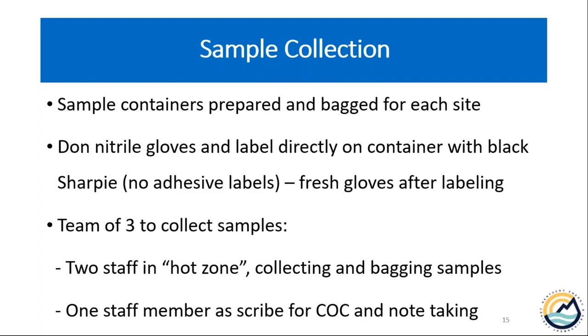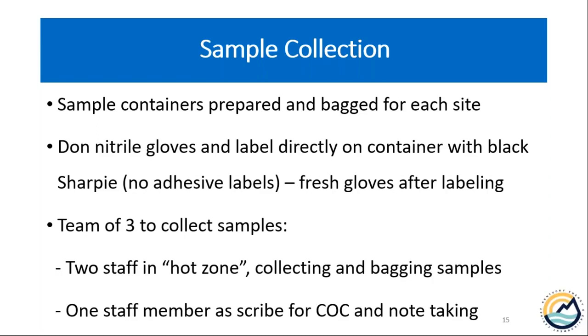The sample collection is very similar to any other environmental samples that you've collected before. Again, your sample containers will be prepared and bagged and ready for each site. These will come from the DEP laboratory. The first thing you'll do is don nitrile gloves and label directly onto the container with a black Sharpie, no other type of pen. We can't use adhesive labels because, as you can imagine, an adhesive label that's made to be waterproof will definitely contain PFAS.